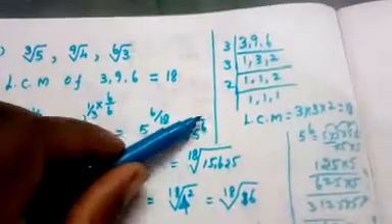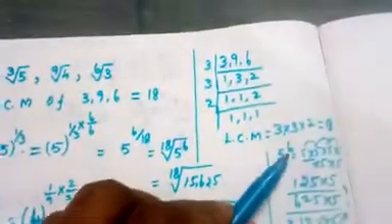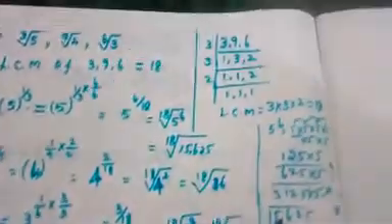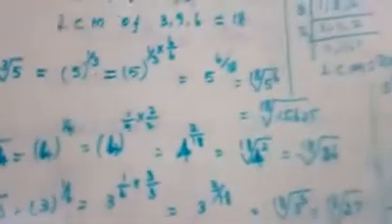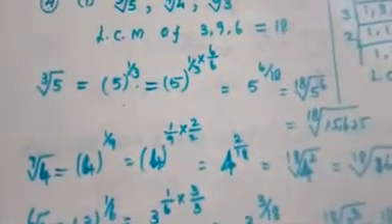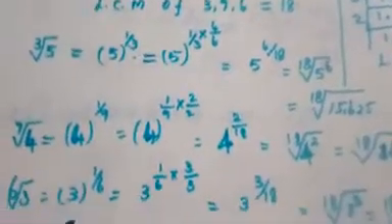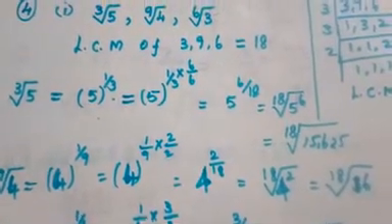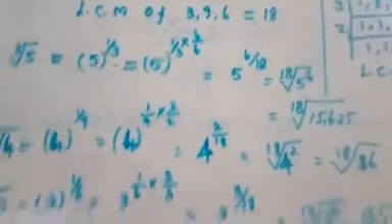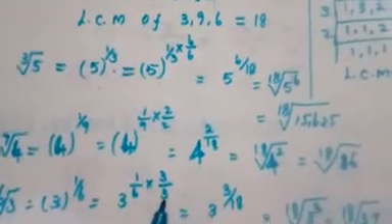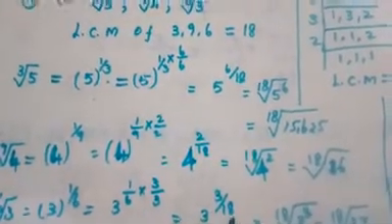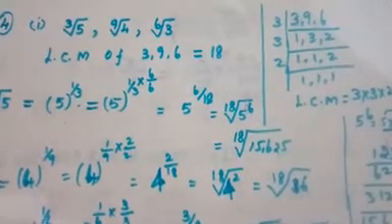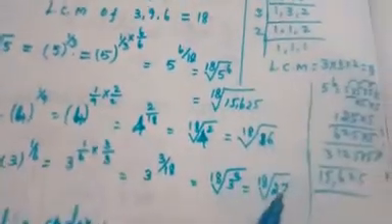The previously written 5 power 6 means you have to write 5 six times and multiply, and we get the answer 15,625. Next, 6th root of 3. 6th root of 3 is written as 3 whole power 1 by 6. This 6 you have to make as 18. How do you make 18? Multiply by 3. So 1 times 3 is 3, then 18. So 18th root of 3 cube. So 18th root of 3 cube value is 27.